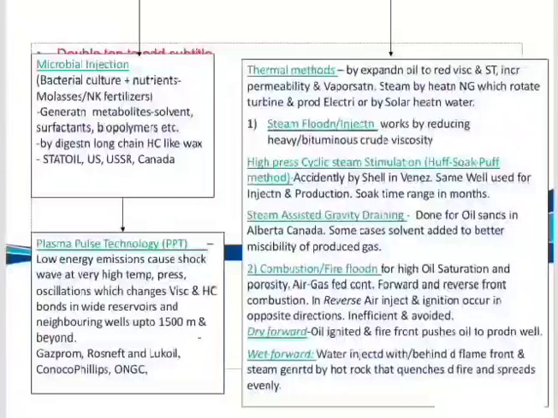The other thermal method employed is fire flooding or the combustion method. In this case, it is used for high oil saturation and porous reservoirs, whereby air and gas are fed continuously to establish a flame front. This flame front pushes the oil bank towards the producer well. In this, there are two methods: forward flame front and reverse flame front. In reverse flame front, air injection and ignition occur in the opposite direction. However, this method being inefficient, it is usually avoided.